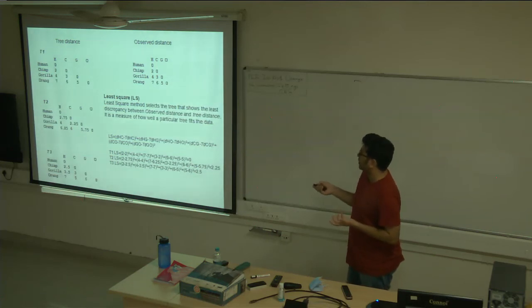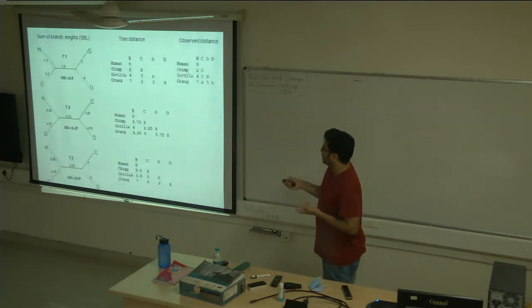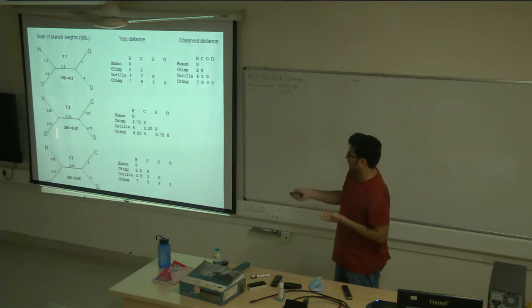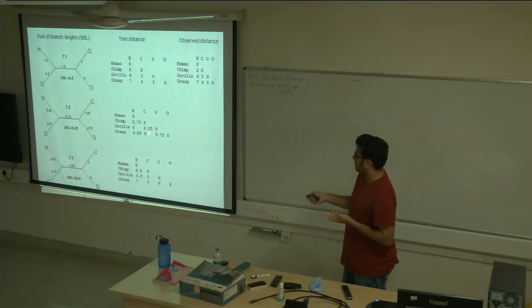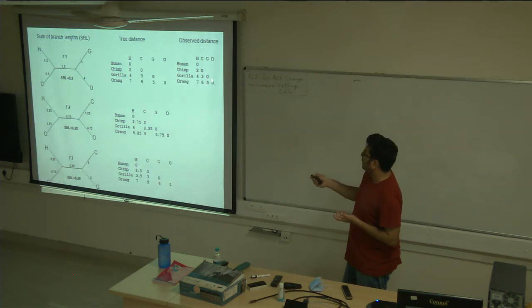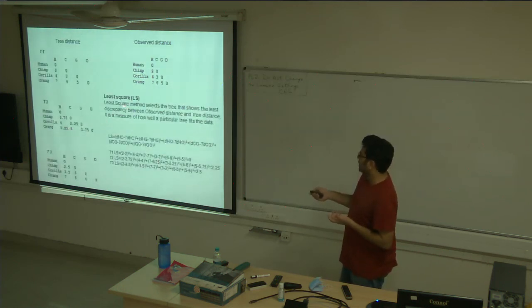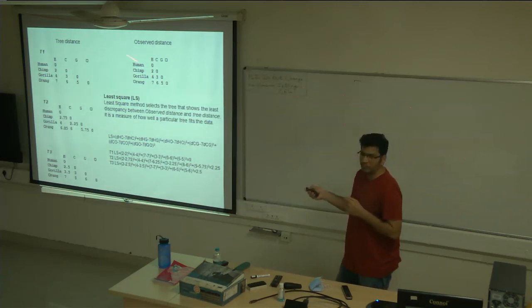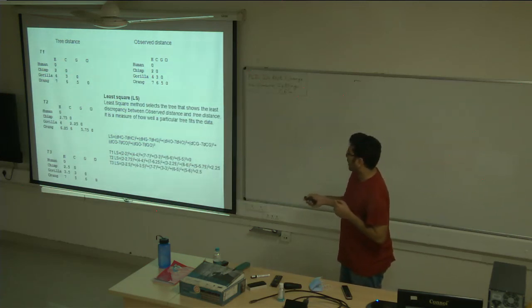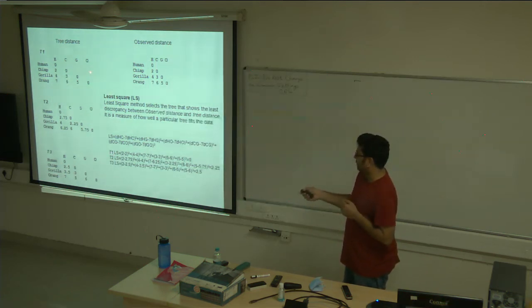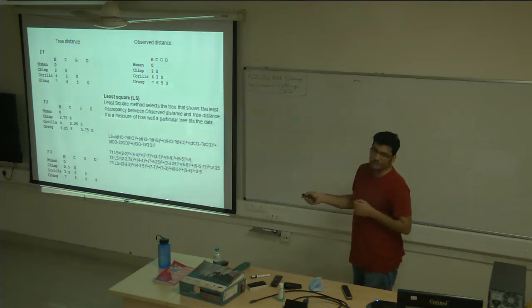The other method is the least square method. So you have these three tree topologies. You calculate the tree distance on these topologies, so this is the tree distance between the different taxa, and you compare it with the observed distance. The least square method picks the tree with the lowest difference between the tree and the observed distance. Here for T1, there is no difference, so it's basically 0. So it will pick tree 1 as the best tree.